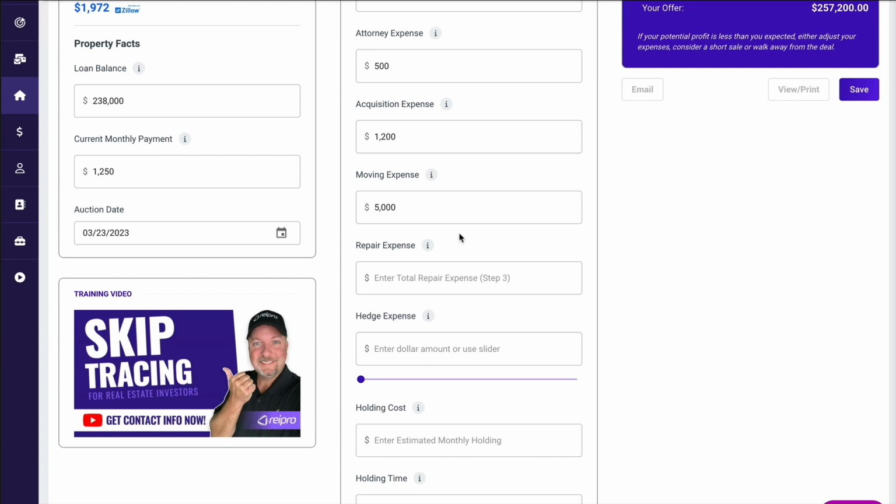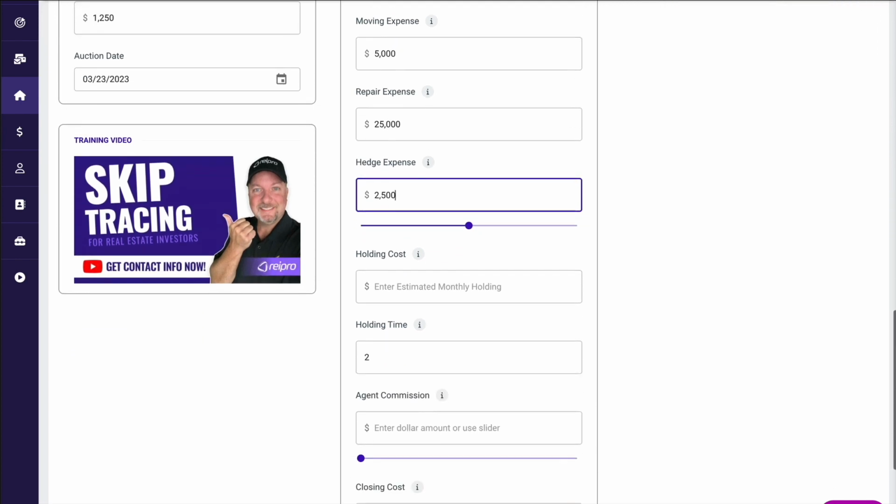Next is going to be our repair expense. So if you went through step 3 and you filled this out, in this particular property, we're going to say there's $25,000 in repairs. And this is kind of minor stuff. Maybe we just need to update this particular property. Next is our hedge expense. And I like to go 10% of our actual repair costs just for any kind of hidden repairs that we didn't actually see.